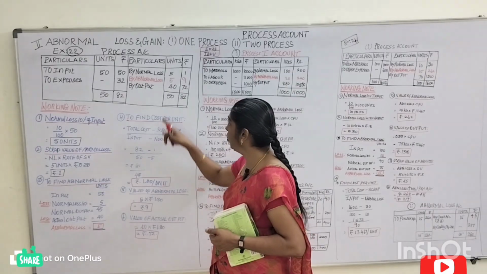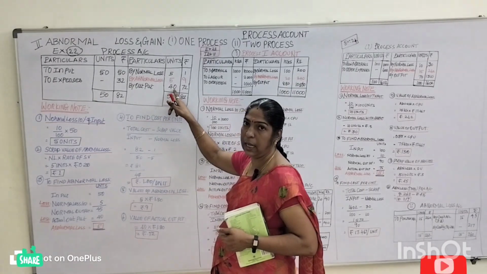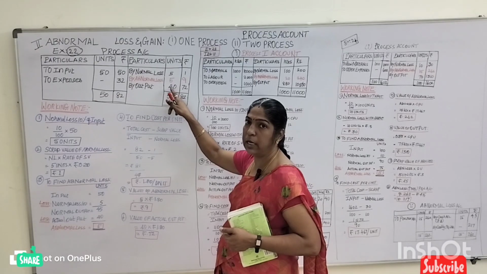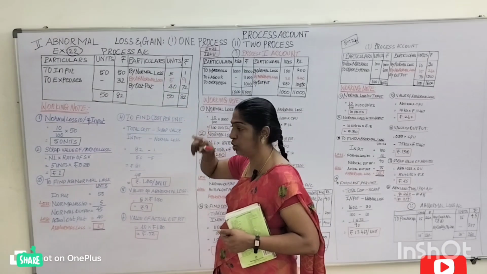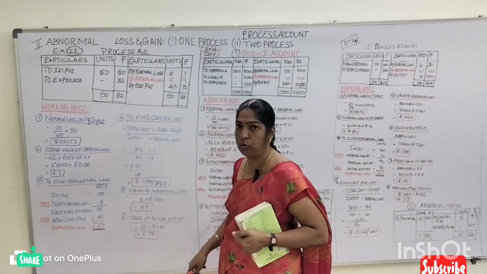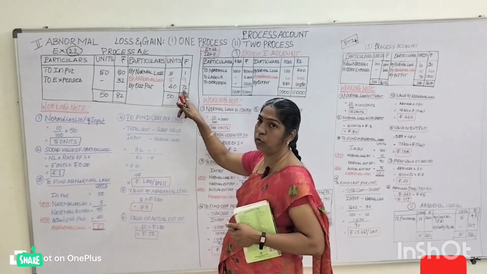Then what is the output? We have 40 units, given in the question. We enter that here. What is the value of output? We have to multiply 45 units into cost per unit 1.8. After multiplying, you will get 72 rupees. We entered 72 rupees. Okay.